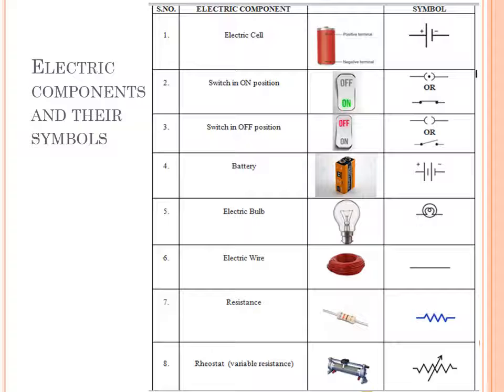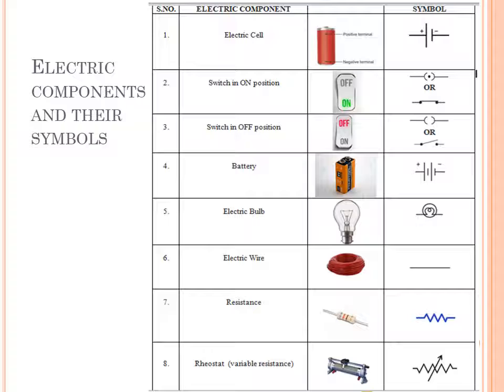Switch in on position and switch in off position. Switch in on position means that we are closing a circuit or we are making the electricity flow through the electrical appliance. So in on position, we are going to draw the symbol like this. Both of them are correct, so we can draw any one. Switch in off position, we have to draw the symbol like this, any one of them.